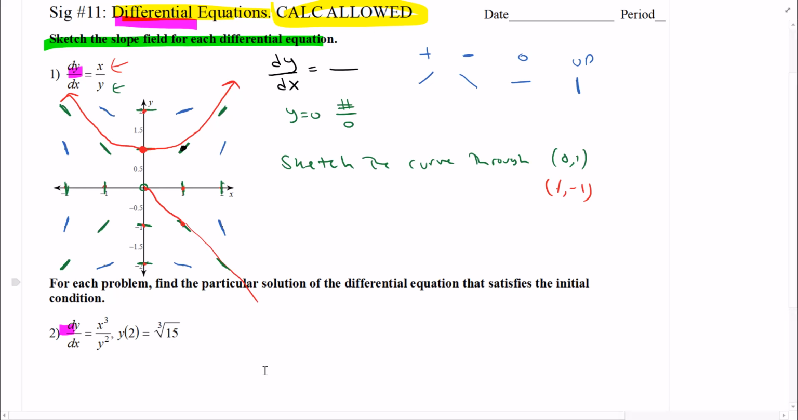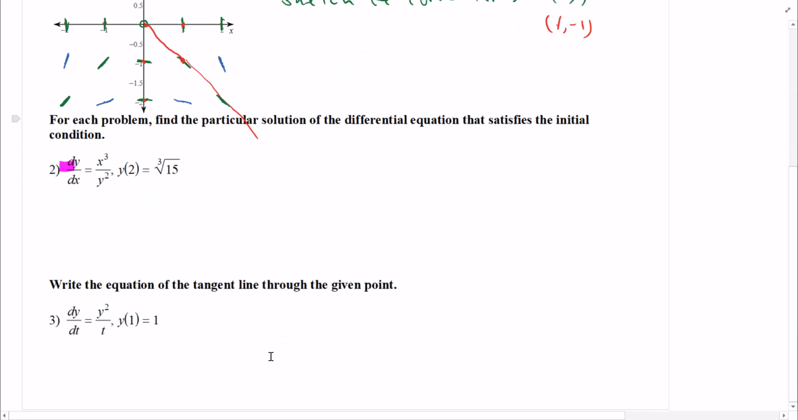Okay, the next one is a big part of the FRQ. Most years in the past, they've included a question like this. We want to find the particular solution. Okay, it's a very key word here. The particular solution means the solution y equals something, right? We want to get y, solve for y, find the value of c that satisfies the initial condition.